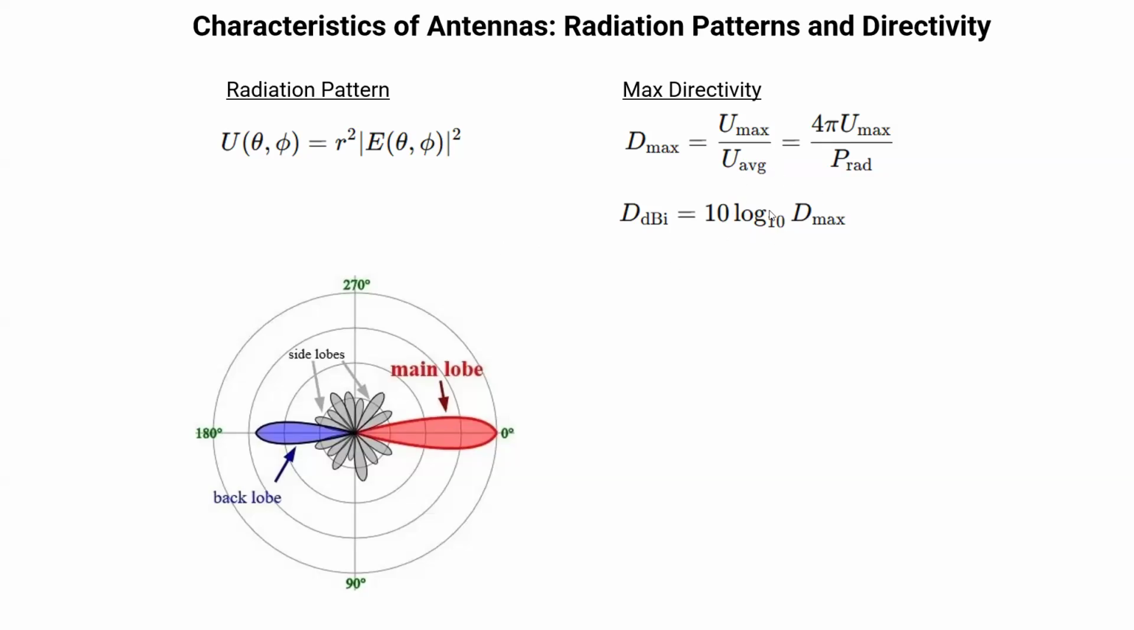So in order to describe this characteristic, we introduce this directivity in dBi scale, right? So I here stands for isotropic, meaning that we normalize this value to zero for isotropic radiation.